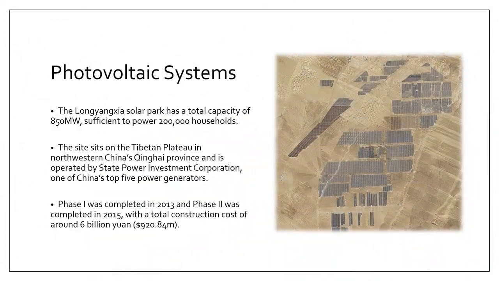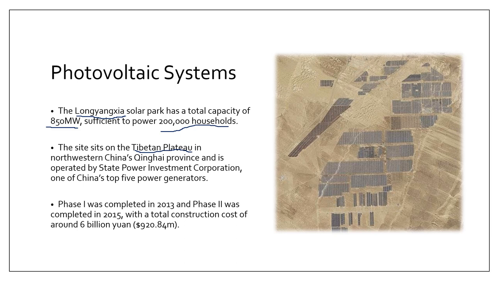We're going to continue with PV. The next one is the Longyangxia solar park. That's in China, it looks like. It's 850 megawatts, serving 200,000 households, and it's on the Tibetan plateau, and they put it right in there.